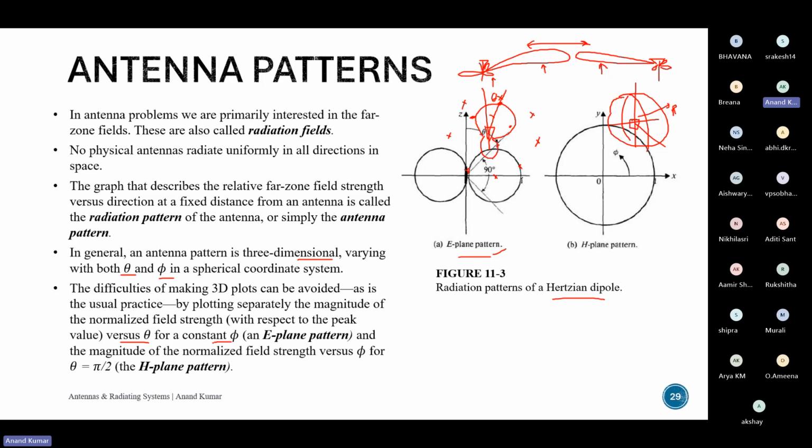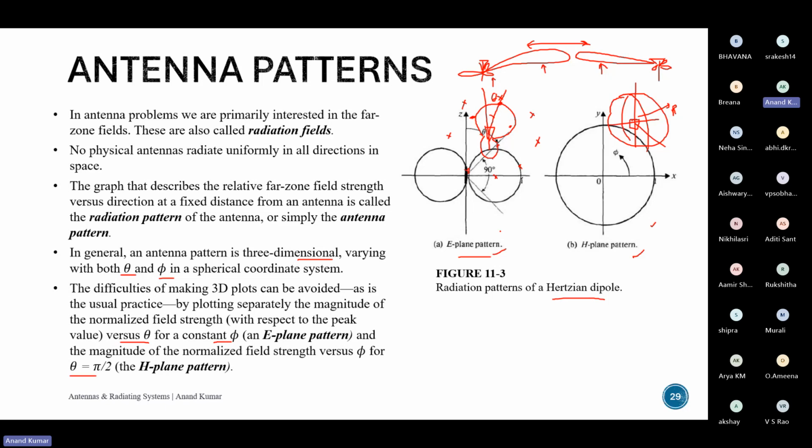And for the H-plane pattern, if you choose theta equal to pi by 2, we're choosing theta equal to pi by 2, and for a fixed value of theta, we are varying phi from 0 to 360, and we are getting one radiation pattern over here. So this is the H-plane pattern. So basically, we have chosen two planes which we're primarily looking at.